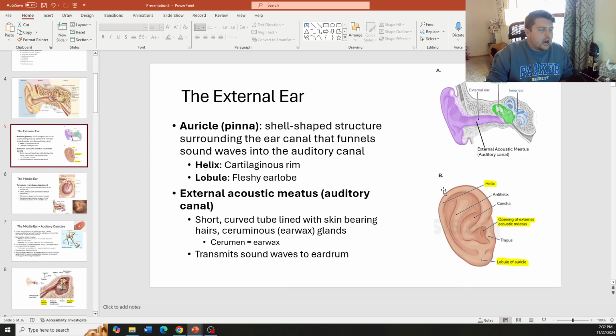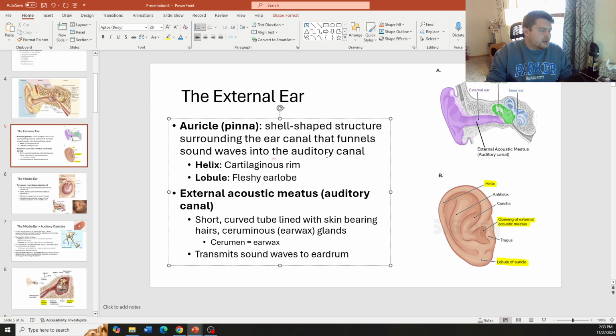So the outer portion of the ear, we have the auricle, meaning the ear-like structure, also called the pinna. If you think about your anatomy course, when you talk about the sacrum, the parts where the pelvis joins into the sacrum, that's the auricle of the sacrum, because it's ear shaped. So that is our ear.